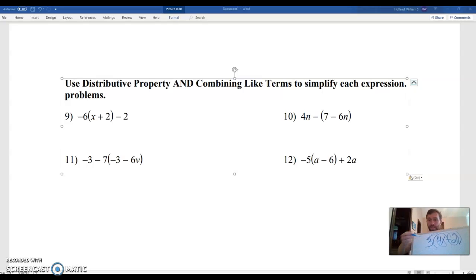So what I have here is 3 times 4x. That's going to give me a 12x. I know you can't see this right now, but that's okay. And then I'm going to say 3 times negative 2. I know that a positive times a negative is a negative. So 3 times negative 2 is going to give me negative 6.